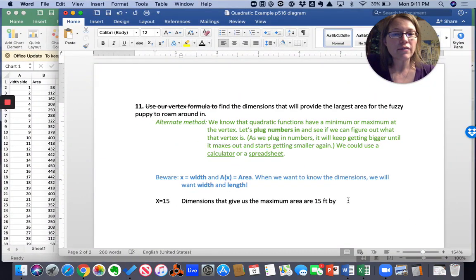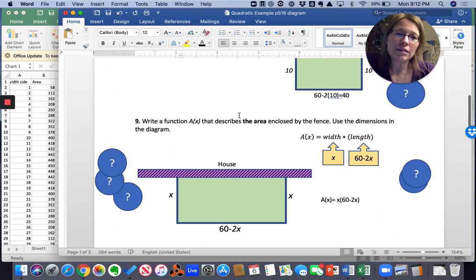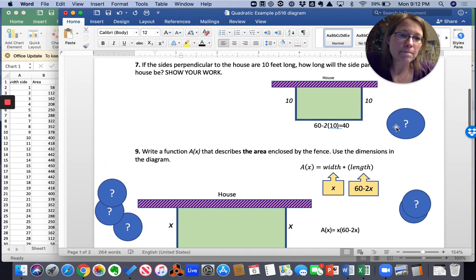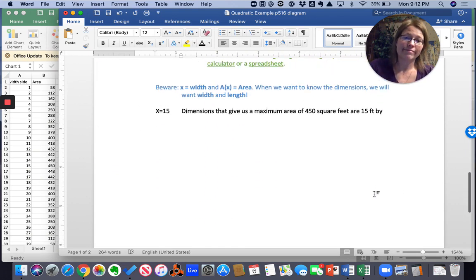So the dimensions that give us, let's say, a maximum area of 450 square feet are 15 feet by what? Well, remember this length. If this is 15 and this is 15, then we take 60 minus 2 15s, and it's 30. So 15 feet by 30 feet.